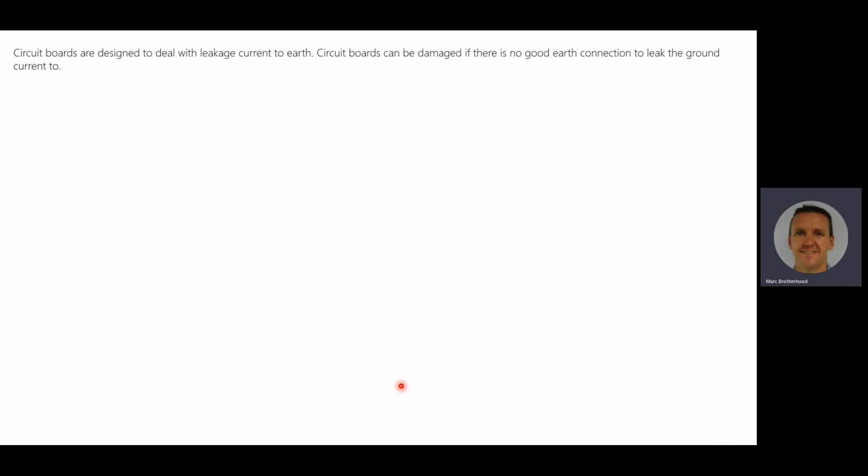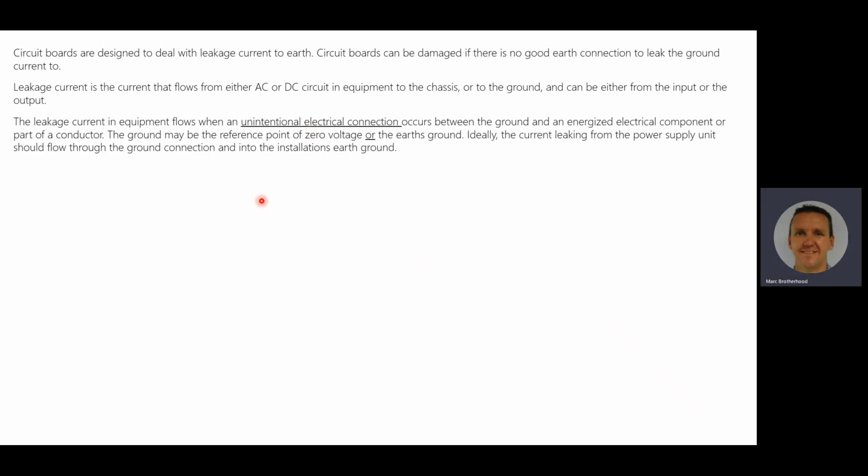But if we now look at circuit boards, they are designed to deal with leakage current to earth. Circuit boards can be damaged if there's no good earth connection to leak the ground current to. Leakage current is current that flows from either AC or DC in the equipment to the chassis or the ground, and can be either from the input or from the output. The leakage current flows when an unintentional electrical connection occurs between the ground and an energized electrical component or part of a conductor.